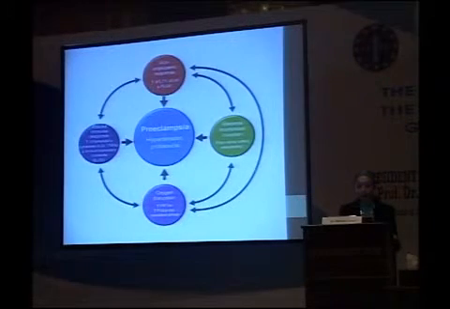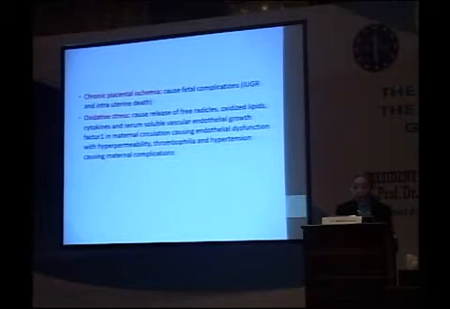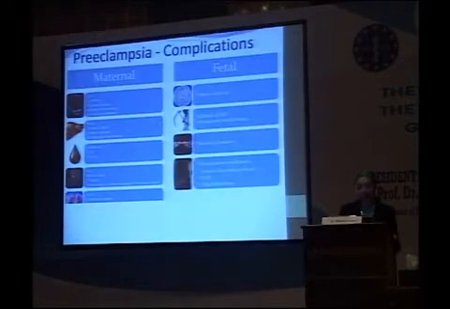This diagram also shows the multifactorial pathogenesis of preeclampsia, which leads to hypertension and proteinuria, imbalance between the angiogenic factors and the immunological factors, and contribution of genetic factors. Chronic placental ischemia causes fetal complications, as we said, and oxidative stress causes maternal complications. This diagram illustrates the maternal and fetal complications.